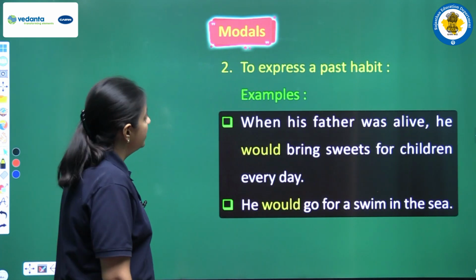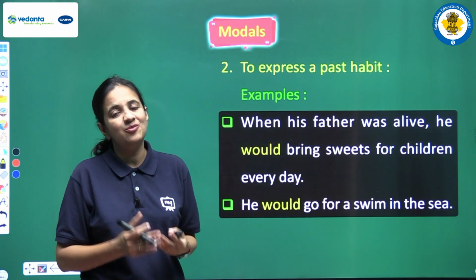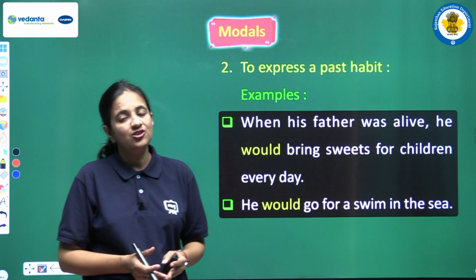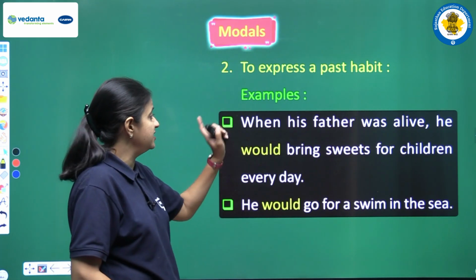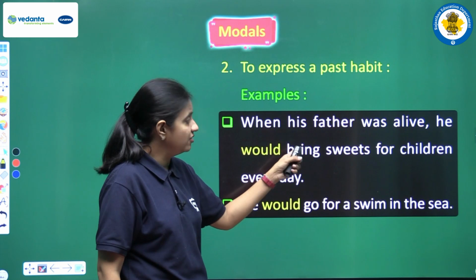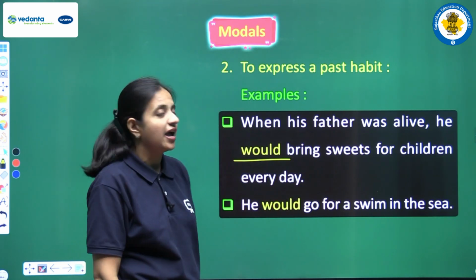So let's see. It is used to express a past habit. So this modal, that is would, is also used to express someone's past habit. How? So let's see the examples. When his father was alive, he would bring sweets for children every day.